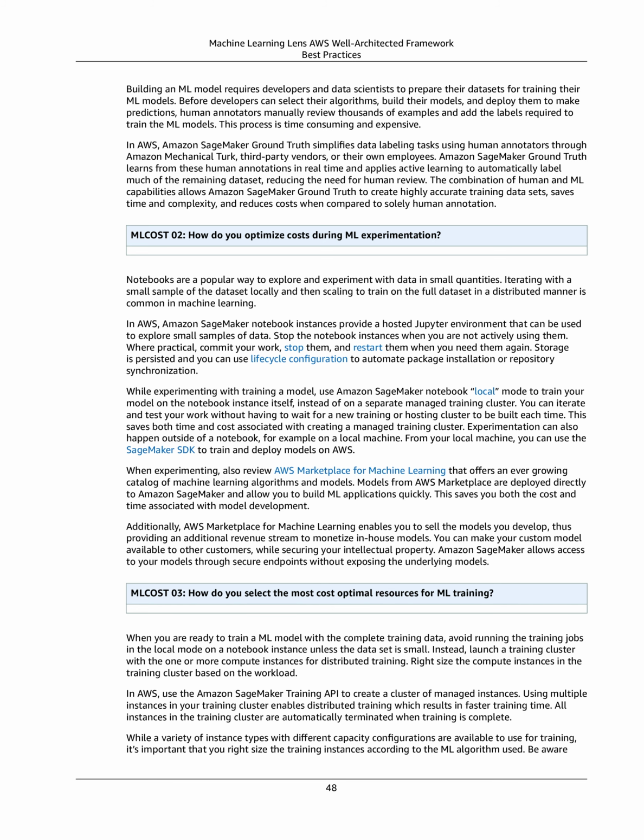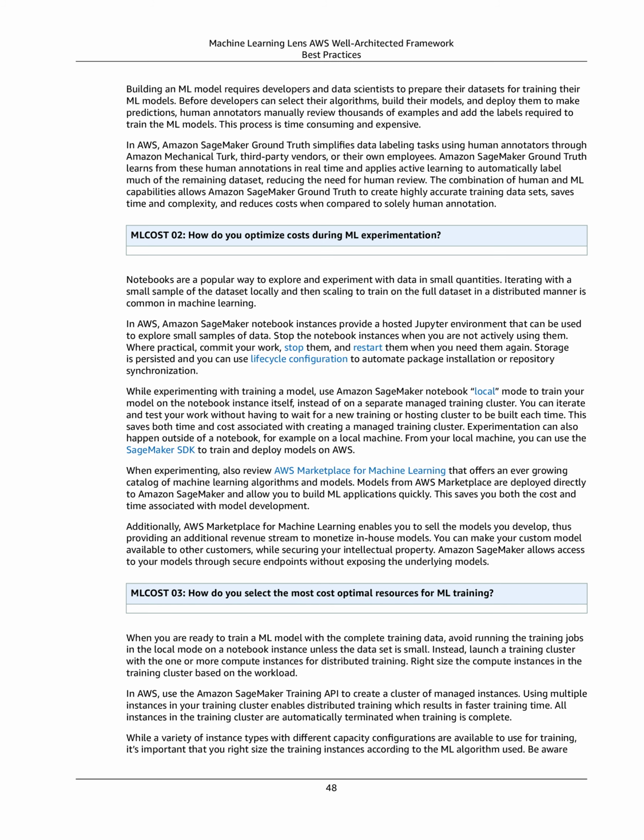Cost 2. How do you optimize costs during ML experimentation? Notebooks are a popular way to explore and experiment with data in small quantities. Iterating with a small sample of the dataset locally and then scaling to train on the full dataset in a distributed manner is common in machine learning. In AWS, Amazon SageMaker Notebook instances provide a hosted Jupyter environment that can be used to explore small samples of data. Stop the notebook instances when you are not actively using them. Where practical, commit your work, stop them, and restart them when you need them again. Storage is persisted and you can use lifecycle configuration to automate package installation or repository synchronization.